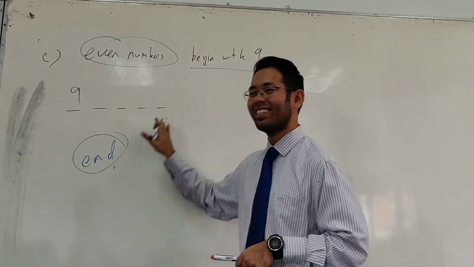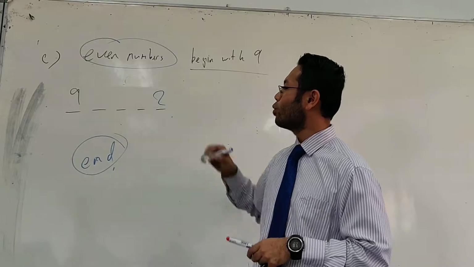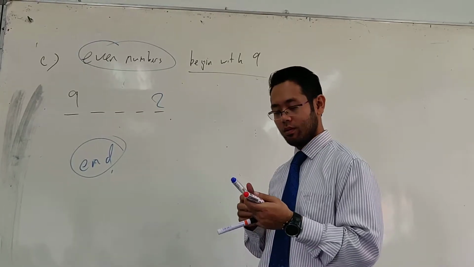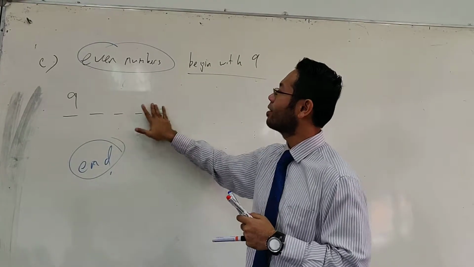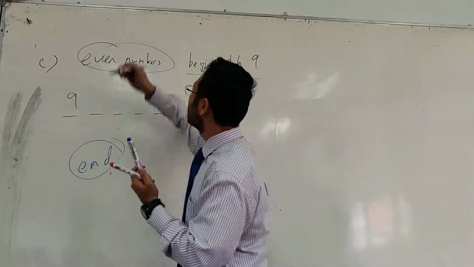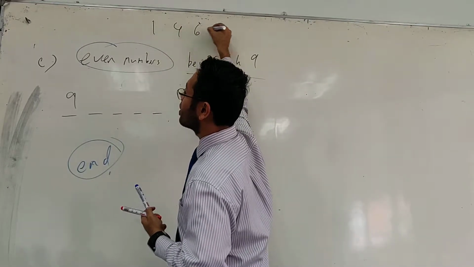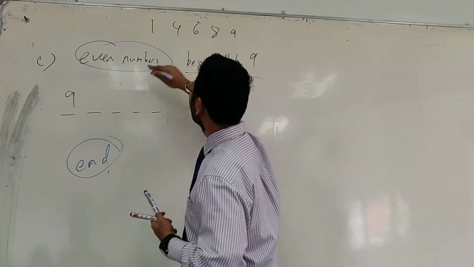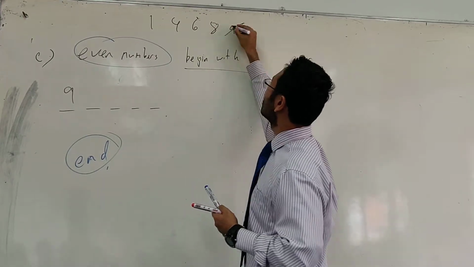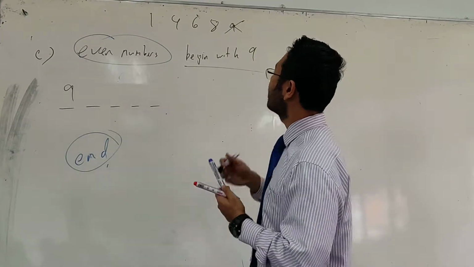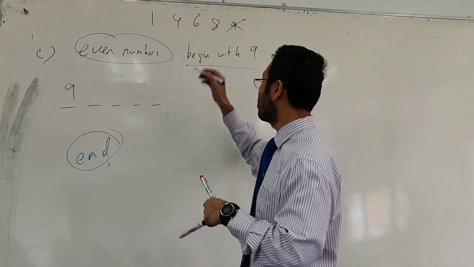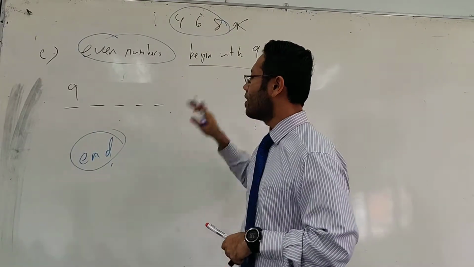So, it must end with an even number, either 2. Oh, there's no 2, sorry. 4, 6, 8. Let me remind ourselves: 1, 4, 6, 8, 9. 9 has been fixed at the start, so we can't use 9. So we have 4, 6, 8. Okay, this is an easy case.